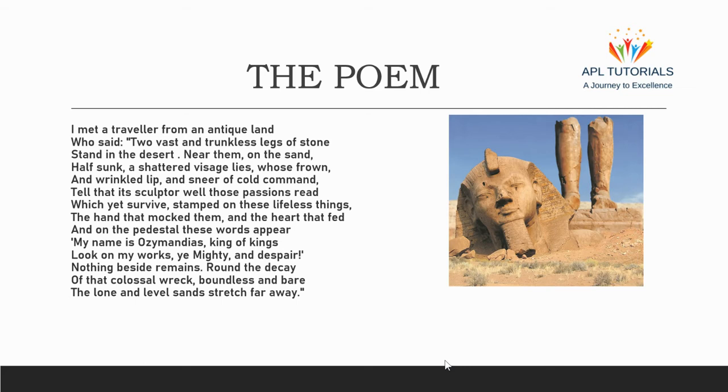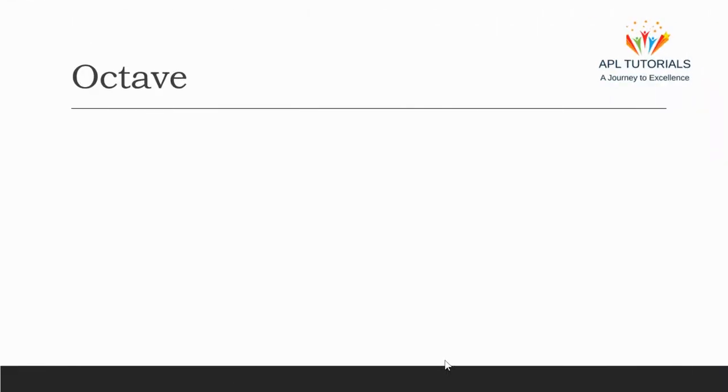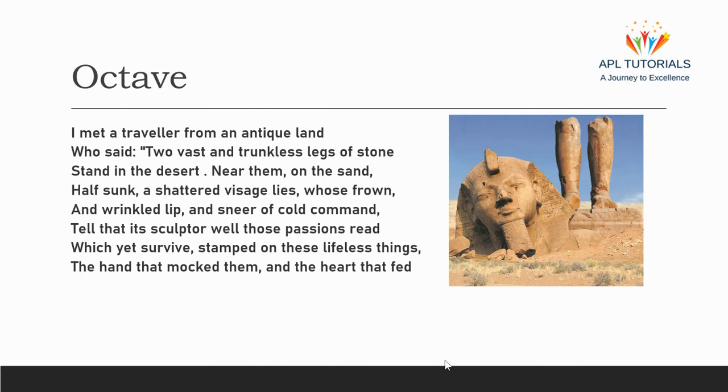Now, first, let's say the octave and then the sestet. The octave. I met a traveler from an antique land. Here, I refers to the poet. I is the poet. I met a traveler from an antique land. Antique land means ancient land. In this poem it is referred to as Egypt. Who said, "Two vast and trunkless legs of stone stand in the desert." Vast means huge. And trunkless means from neck to hip. That part is not there.